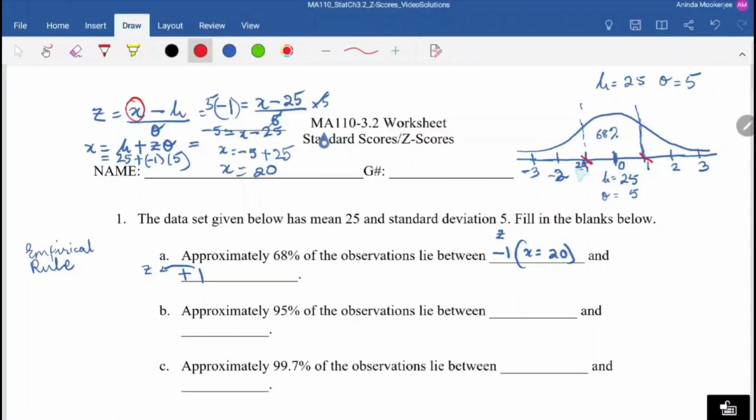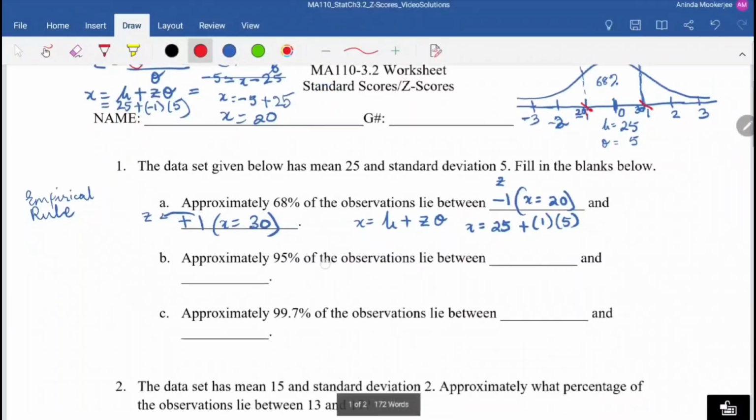On the other side, when z is positive 1, you can do the same. All right, x equals mu plus z times sigma. So let's just substitute. Mu is 25 plus z is 1 times 5. So it's going to be 30, right? So it's going to be x equals 30. This way we can answer the rest of the parts of this question.